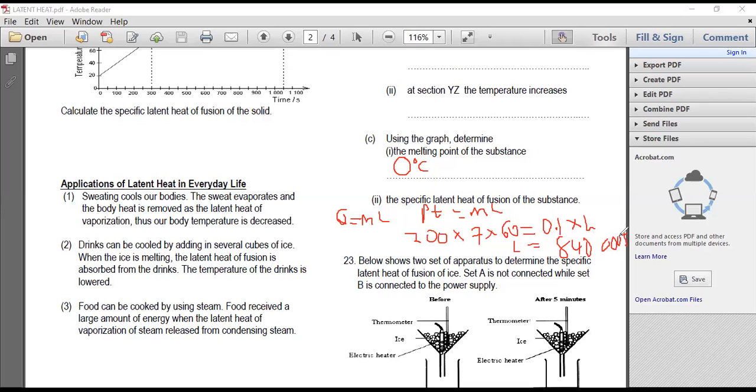Joule kg minus 1. Okay, joule kg minus 1.